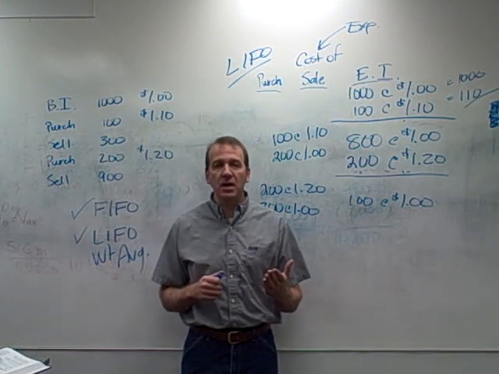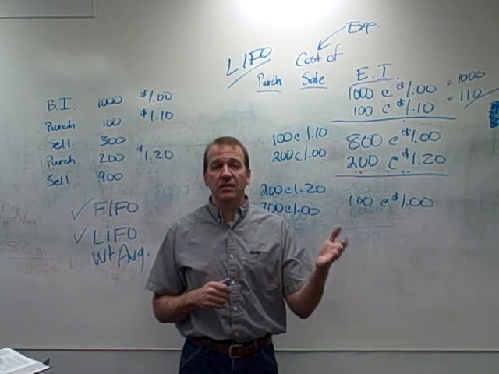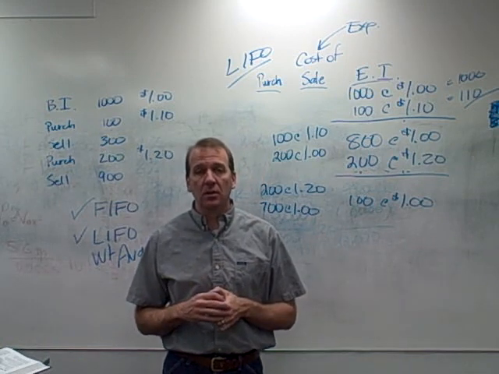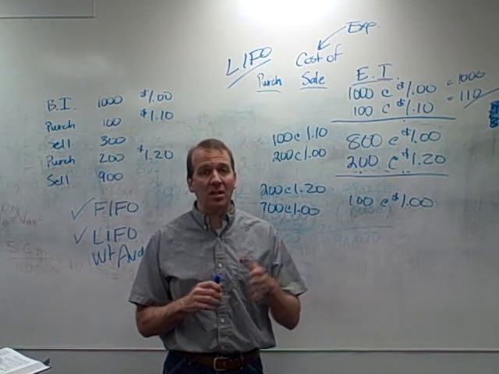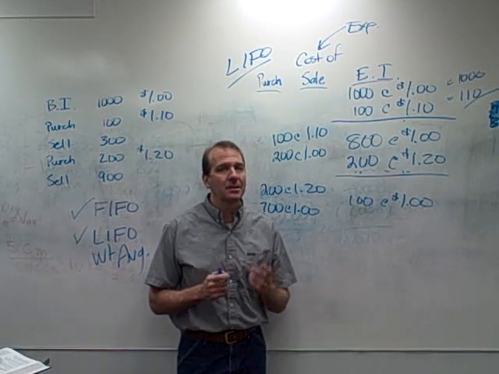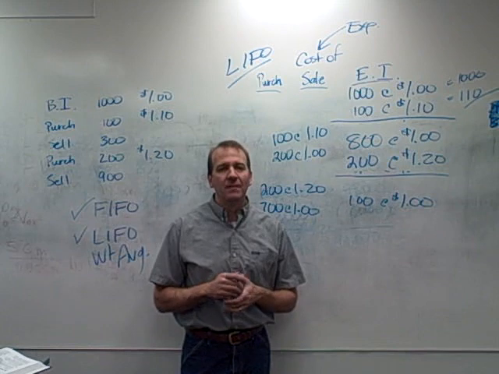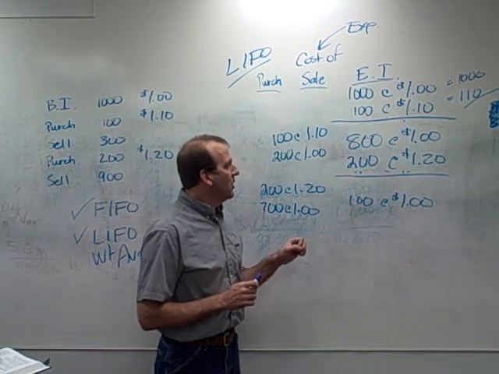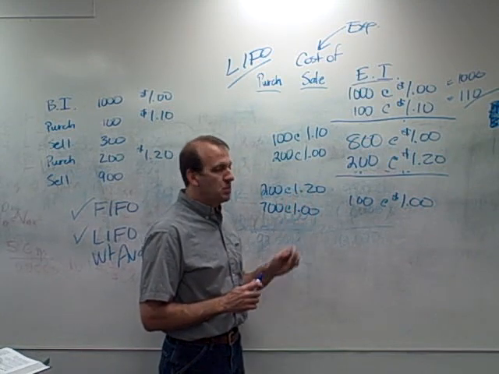And then when you sell them, you're selling them at the cost of the average, that average cost. Okay, now that's not the price you're selling them at, that's the cost you're taking out of inventory and putting into cost of sales. Okay, I know that's confusing, but that's how you do it, okay? So you're always calculating the average just before a sale.